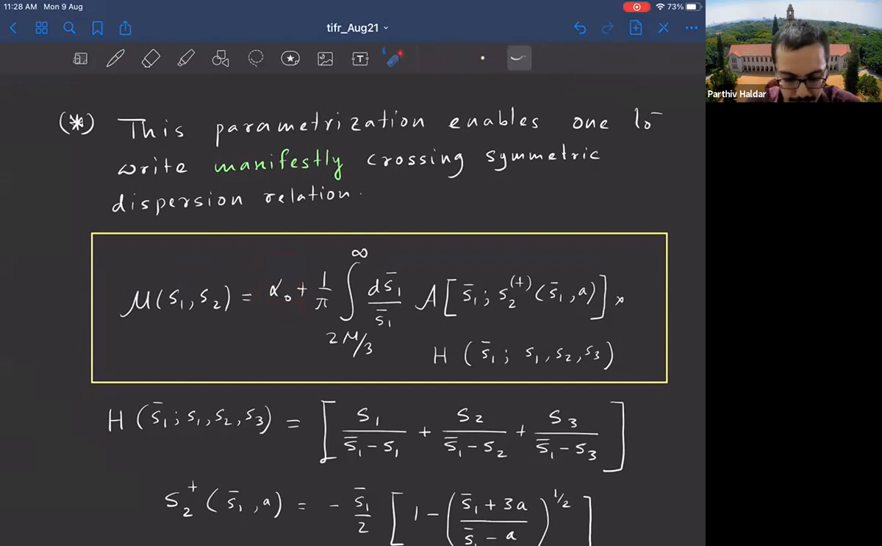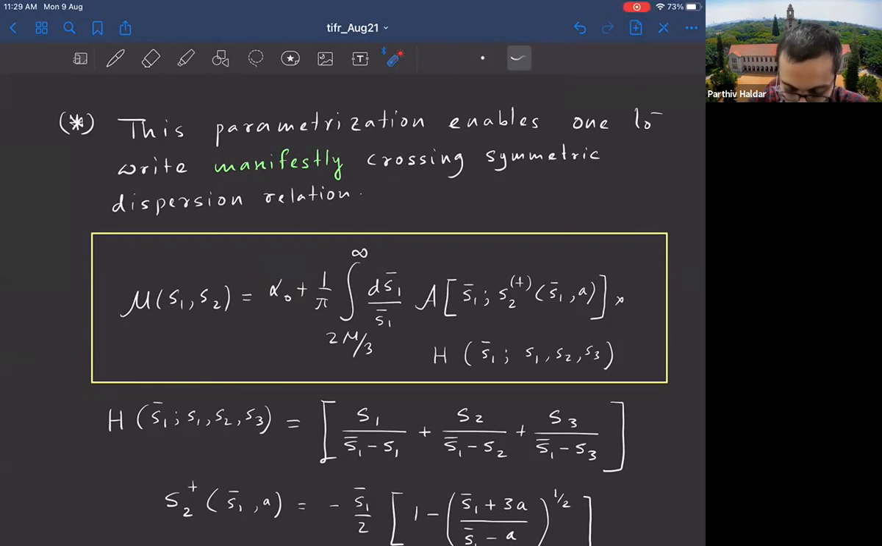Alpha naught is basically a subtraction constant. Now this subtraction is a manifestation of the original two subtraction dispersion relation. In fact, because the fixed transfer dispersion relations were two subtracted, it will induce an associated subtraction policy for the z dispersion relationship, which will ultimately manifest into the presence of this alpha naught. Now the kernel of the integral transform, which is the H, is clearly manifestly crossing symmetric under S1, S2, and S3.